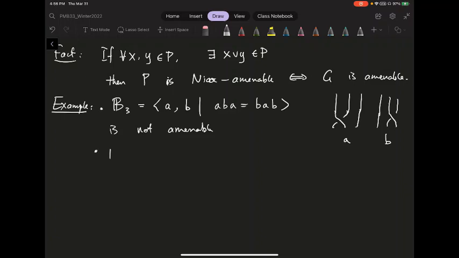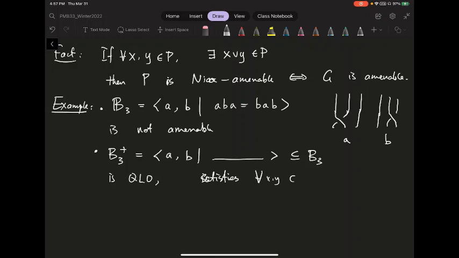But as a result, you can consider the semigroup generated by the same kind of generators sitting inside B3, and that's actually quasi-lattice ordered. I'm not going to show that, but that's a typical example of quasi-lattice ordered semigroups. So it also satisfies that any 2 elements have a common upper bound: for every x and y inside your B3 plus, there exists a least common upper bound, not equal to infinity. So that implies this. I have one example of a non-Nica amenable semigroup. So it's not Nica amenable.